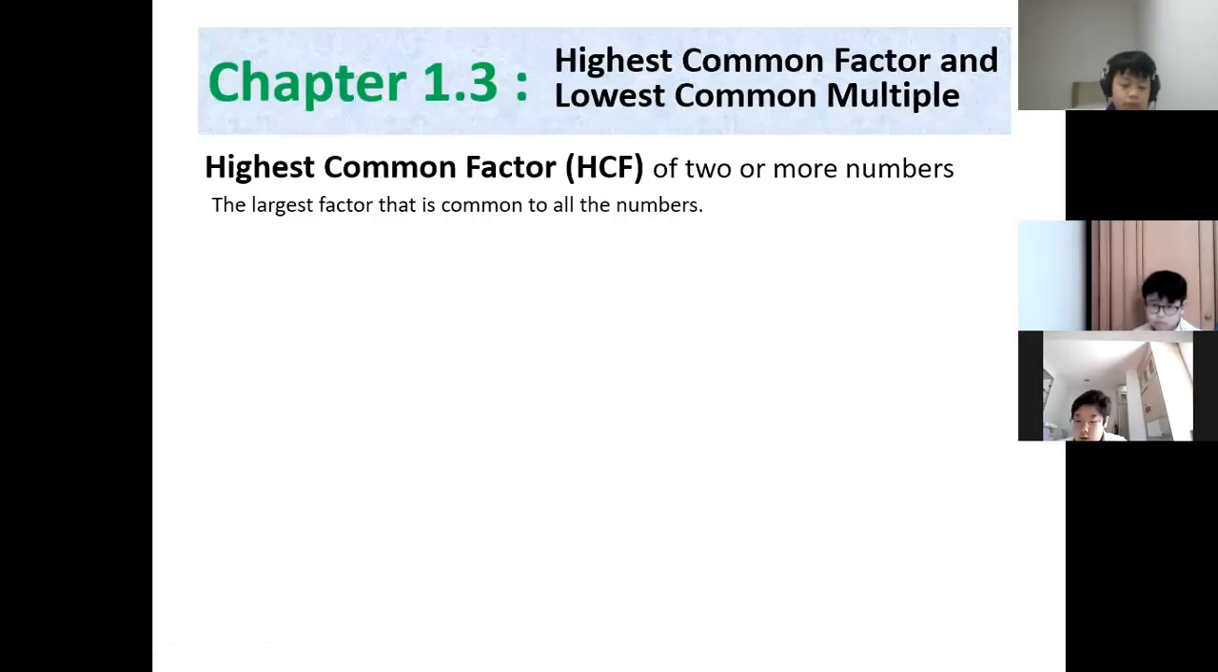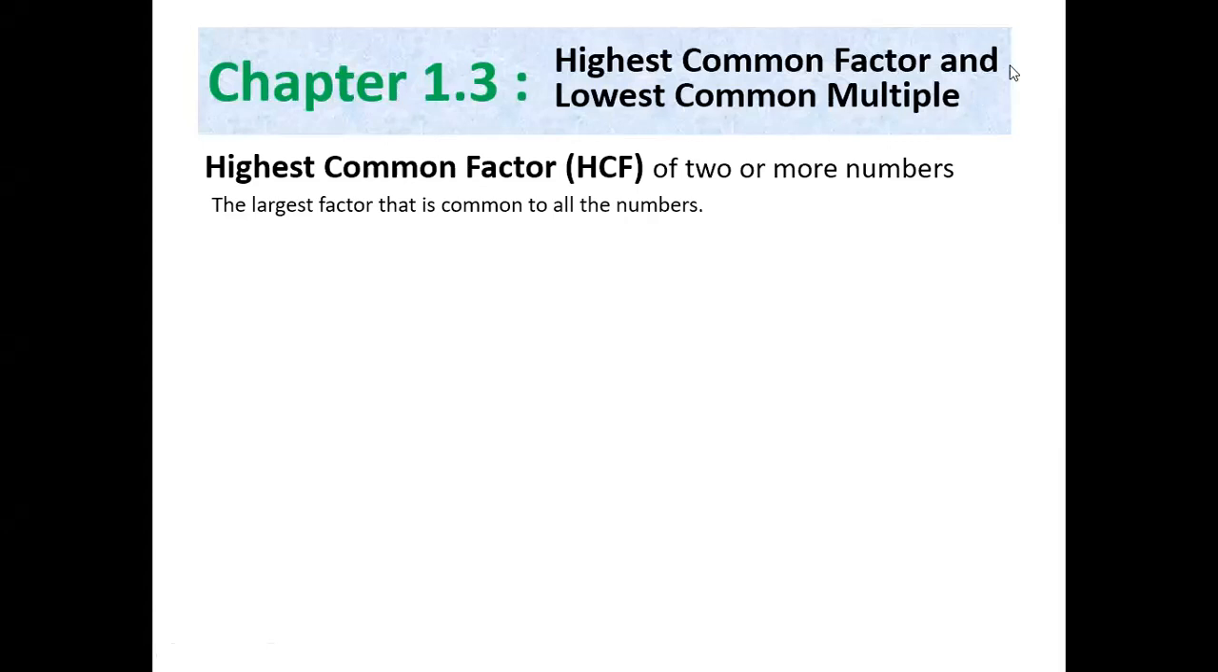Okay, guys, in the second meeting, we will learn about the highest common factor and lowest common multiple. So what is highest common factor and lowest common multiple? Let's see the explanation. It is the largest factor that is common to all the numbers, it may be 2 numbers, 3 numbers, 4 numbers, 5 numbers, and so on. But make sure that we have a common factor.